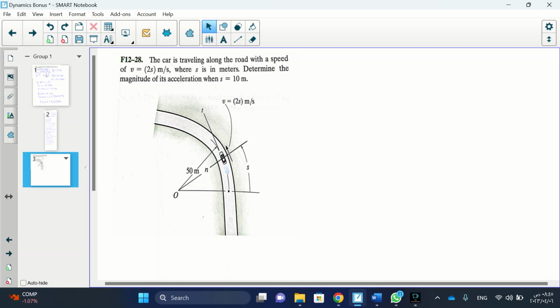Question 12-28, page 64 from the Dynamics book. The question says the car is traveling along the road with a speed of v equal to 2s meter per second, where s is in meters. Determine the magnitude of its acceleration when s is equal to 10 meters.